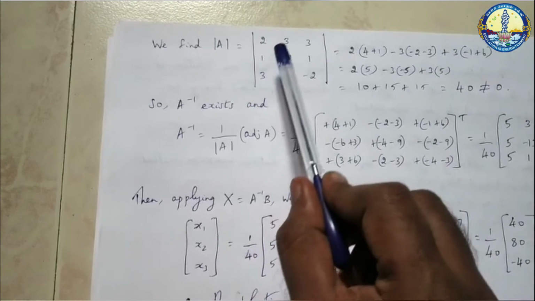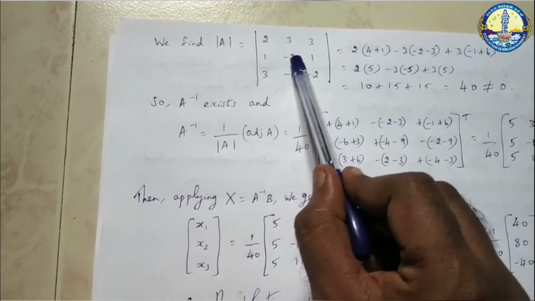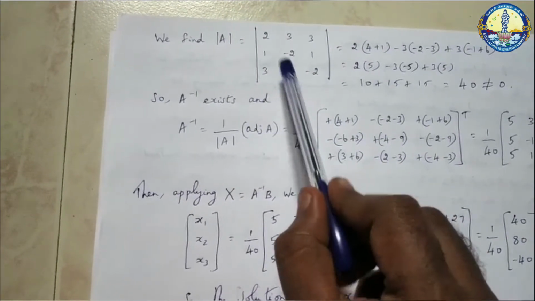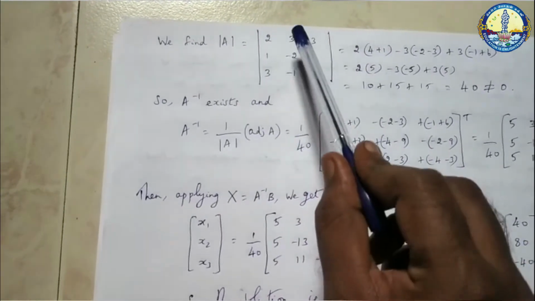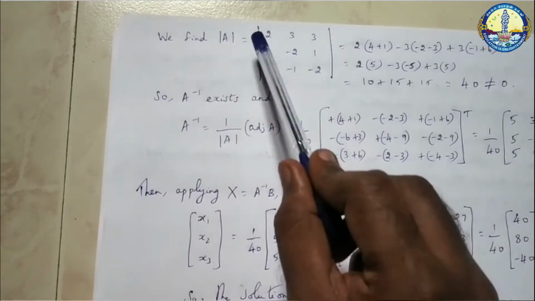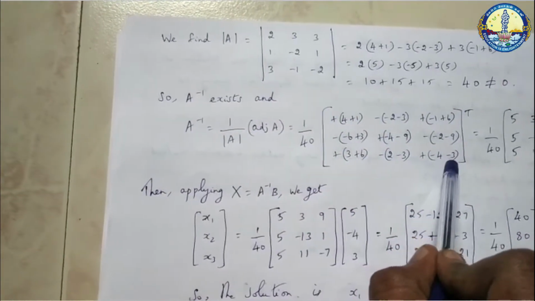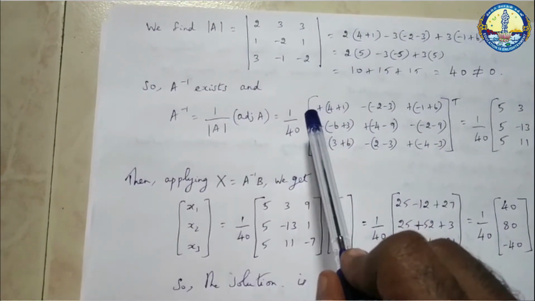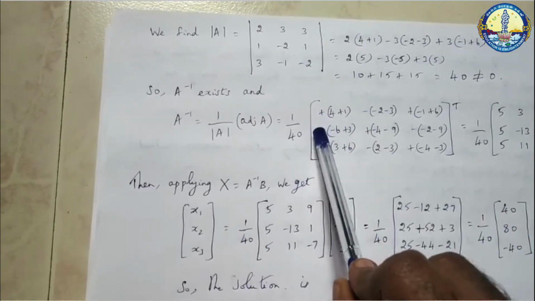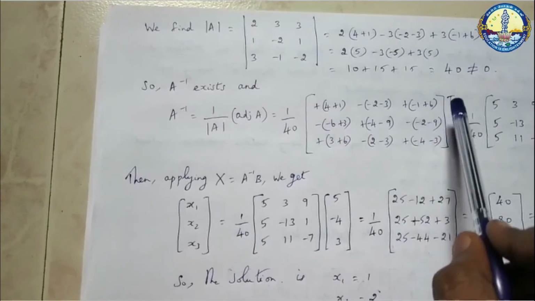And for this 3, 2 3s are 6, minus 2 is there, so minus 6, so we have to put plus 6. And for this minus 1, 2 1s are 2, 3 1s are minus 3. And for this minus 2, 2 2s are minus 4, 3 1s are minus 3. So obviously we have to put the signs alternately: plus, minus, plus, minus, plus, minus, plus, minus, plus, and finally transpose.